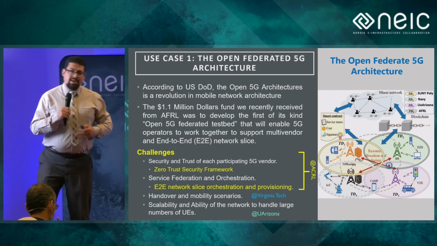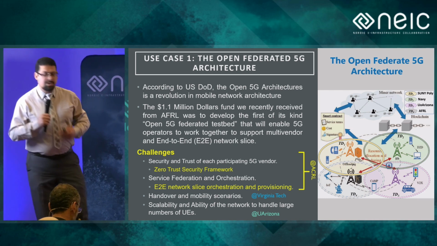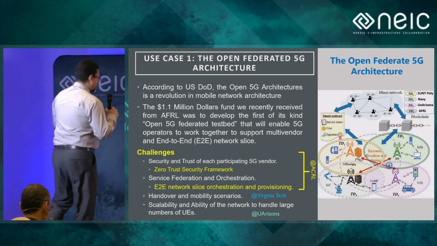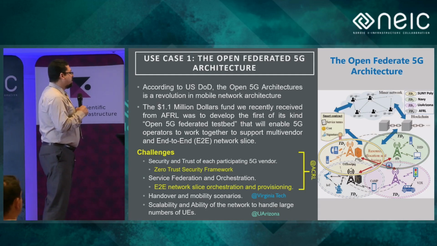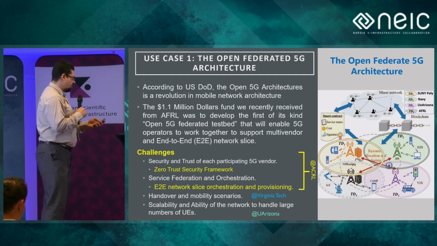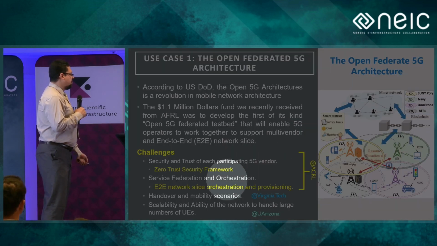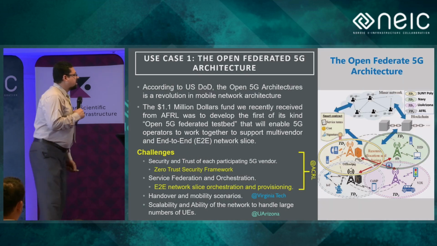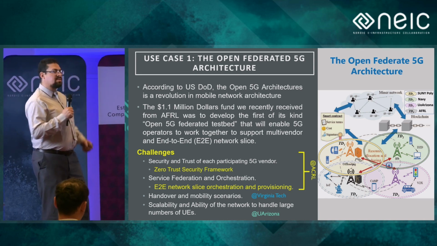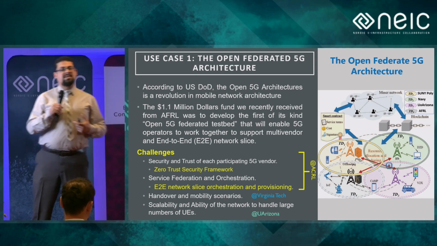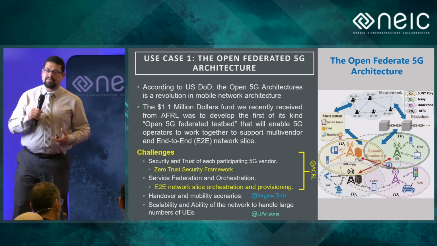So what are the main challenges that they have? The main challenges include security. As you can see here, the security or zero trust, the trust issues in the 5G vendor. Yeah, so the first element here is the security and trust, and the second element is the service federation and orchestration of this open 5G architecture.